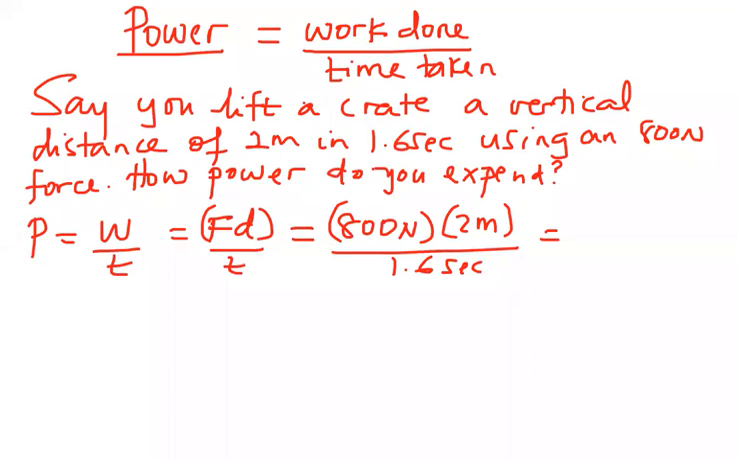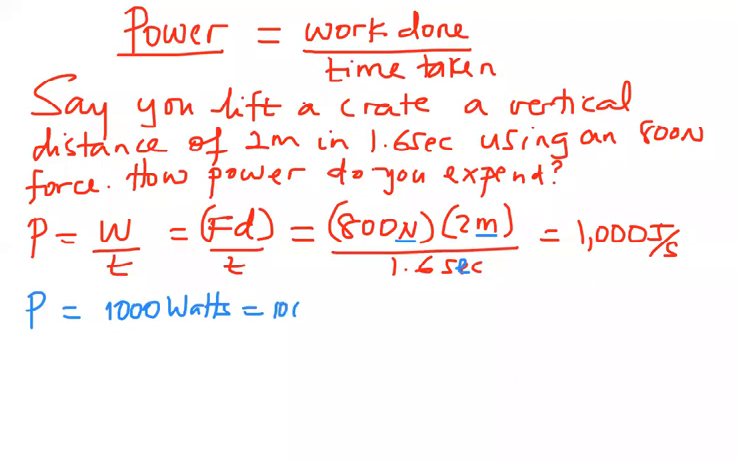1,000 joules, and then down here you end up with the seconds. Remember, a newton meter gives you a joule, and there's a second at the bottom there, so the units are joules per second. In physics, we usually say power, in this case, is 1,000 watts, abbreviated as 1,000 W. That's the power expended.